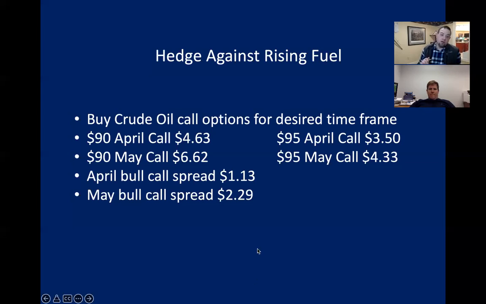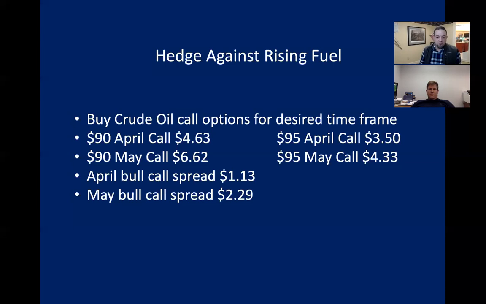So we're buying crude call options, and these prices are current for most of the day. Crude was moving pretty good, as you know, Matt, but for most of the day, this was pretty accurate. You get the April $90 call for 463, and those are 1,000 barrel contracts, so that's $4,630. You could get the April $95 call for 3,500, the May 90 for 6,620, and the May 95 for 4,330.